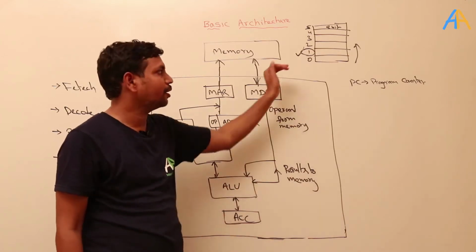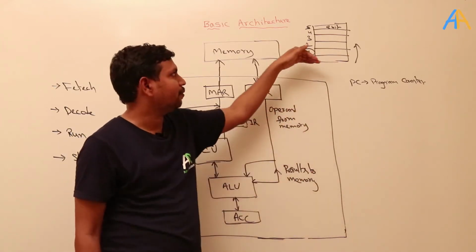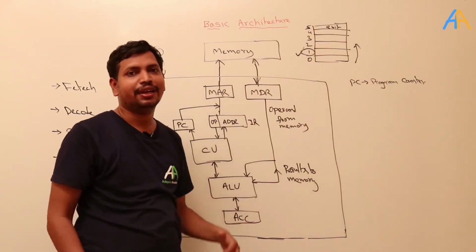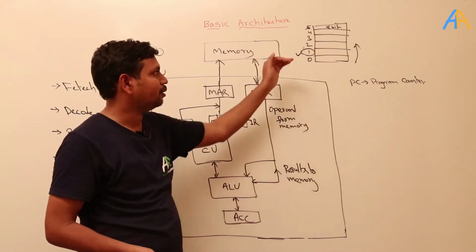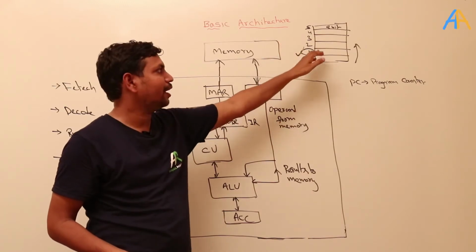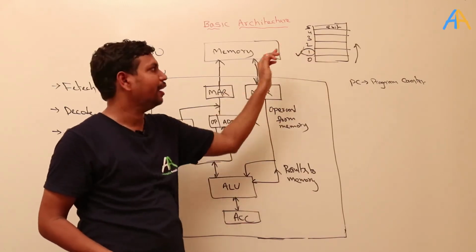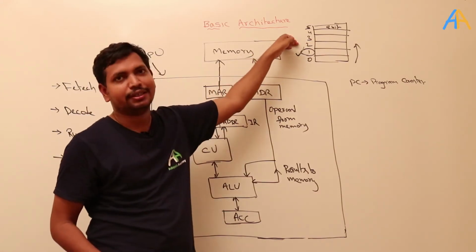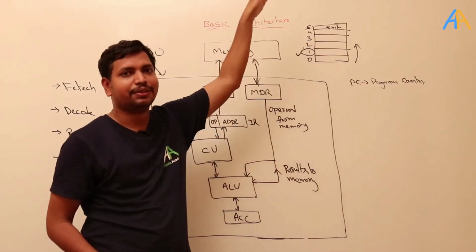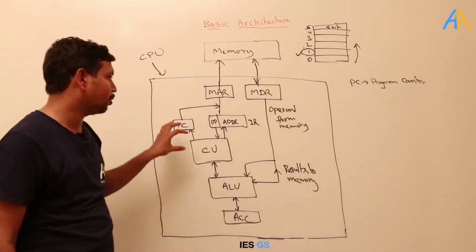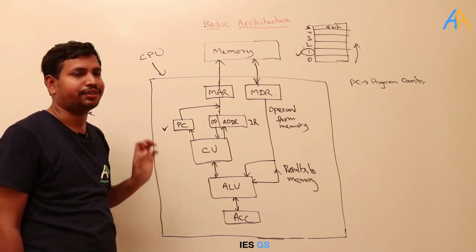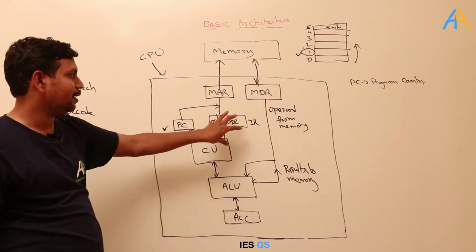So what does the program counter contain? For a sequence of multiple instructions, it holds from where the next instruction has to be fetched. For example, it has to get from 1. After it has taken the instruction from 1, the program counter keeps on incrementing and points to the next instruction, like that. So the program counter contains from where the instruction has to be fetched.